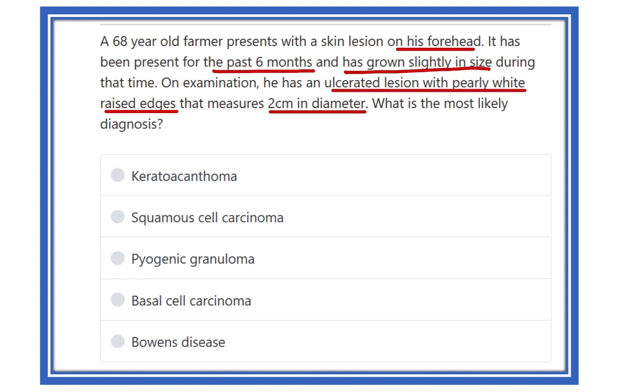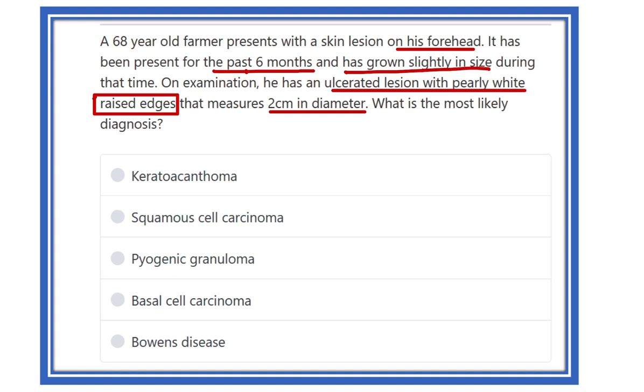Now see, a 68-year-old presents with a skin lesion on his forehead, but it grew within 6 months, which is usually a shorter time, and it grows slightly in size, but it is ulcerated with pearly white. This is the key point for answering the question. But there is another important point, which is the raised edge. That means the edge is increased. So with raised edge and short duration, it indicates that most probably it is due to carcinoma.